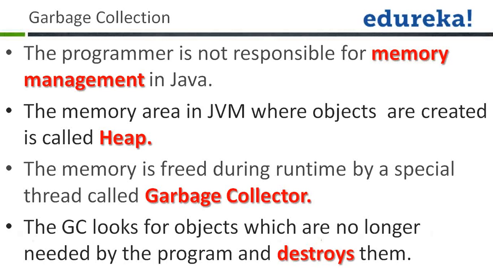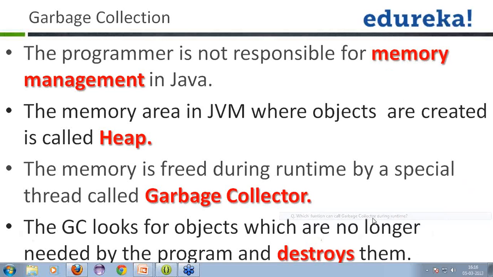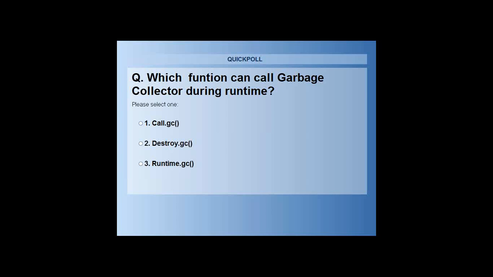No, Sai, you do not need to write any code for GC because you cannot directly control garbage collector. Now, on your question, I have a question for all of you. The question is, which function can call garbage collector during runtime? Is it call.gc? Is it destroy.gc? Is it runtime.gc? You just have to click on the polling screen right in front of you and cast your answers. I request everyone to give your answers. Yes, Rakesh, you need to click on the polling screen and you are right.